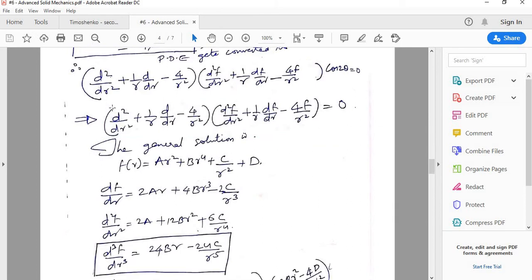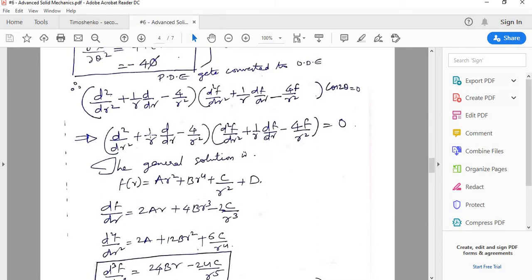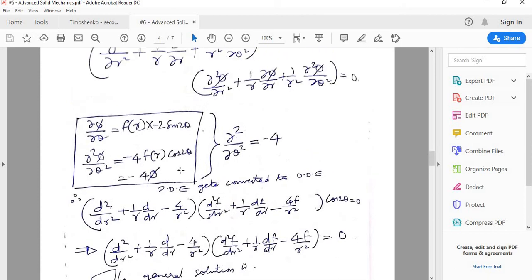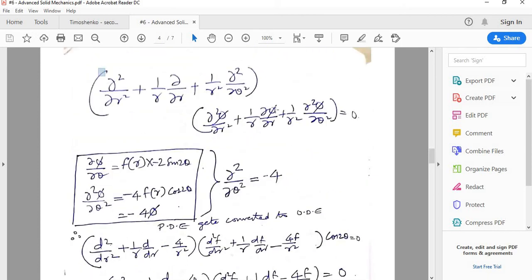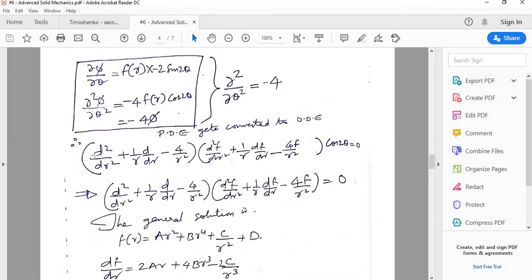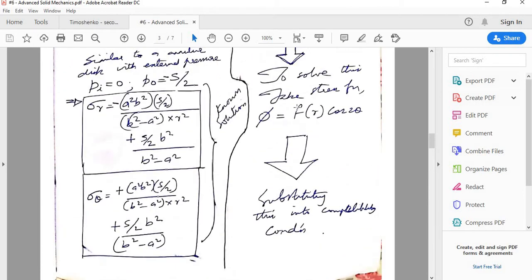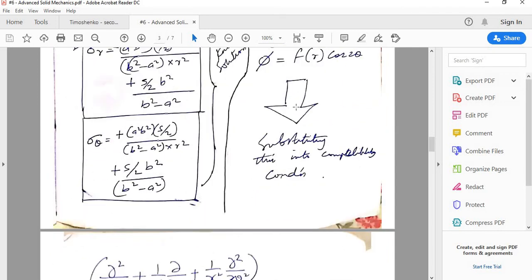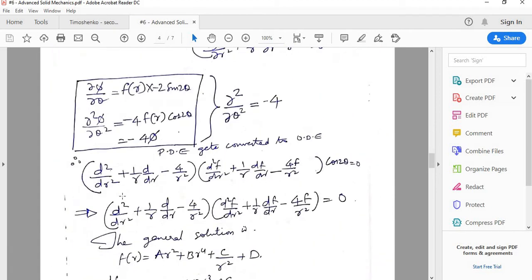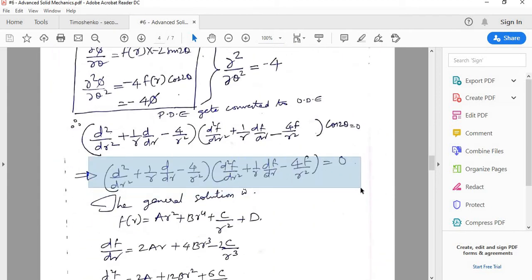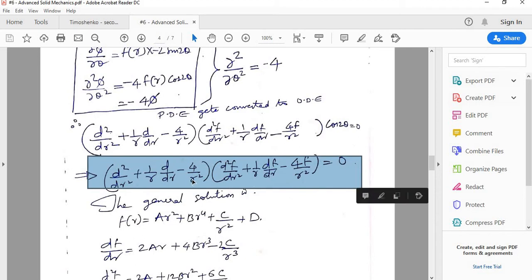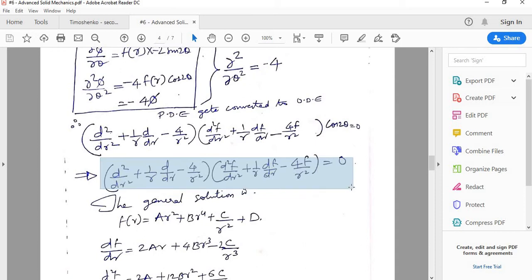Now, by the way, in between, one thing that had happened is, see, this partial derivative got converted to ordinary differentials, because here the stress function is a product of two terms, a function of r and function of theta. So it is as a result of the decoupling that we are able to write it in the following form. Now we have to work on this equation.